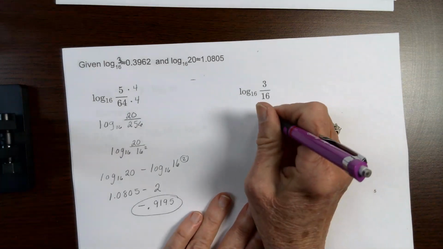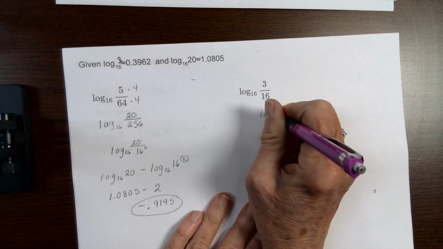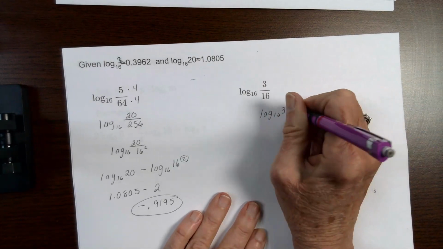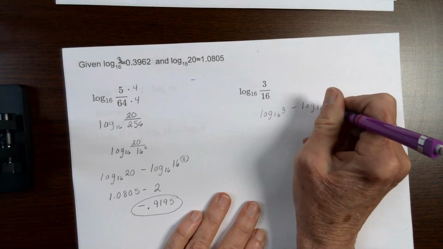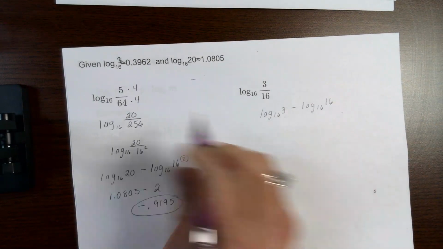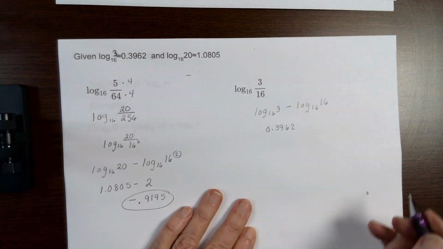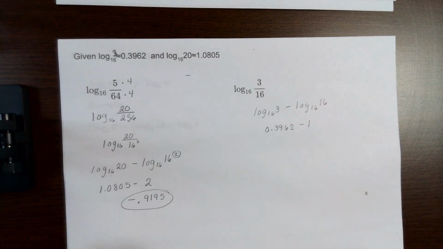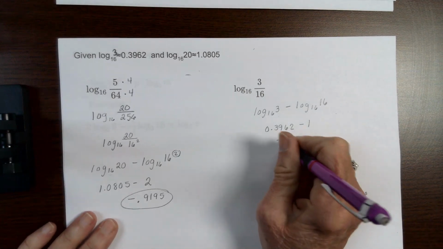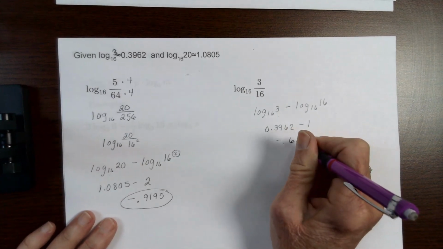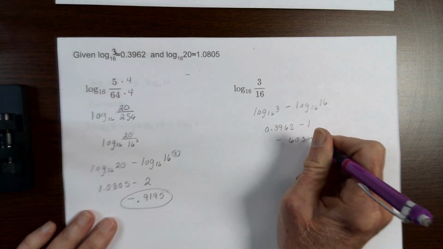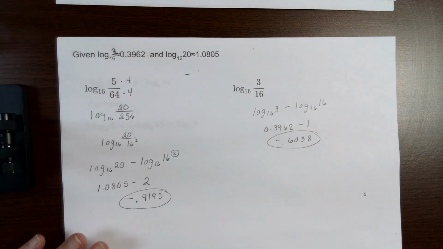This one's a little bit easier. I'm just going to take the top, the log of base 16 of 3, minus the log of base 16 of 16. So I'm going to have 0.3962 minus 1. 0.3962 minus 1 is going to give me a negative 0.6038. Okay.